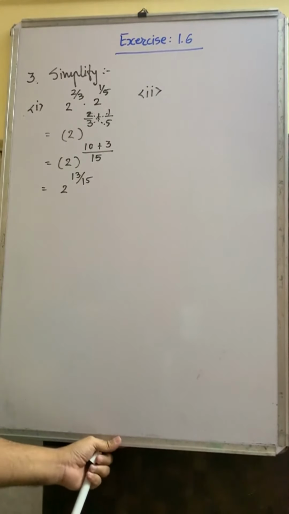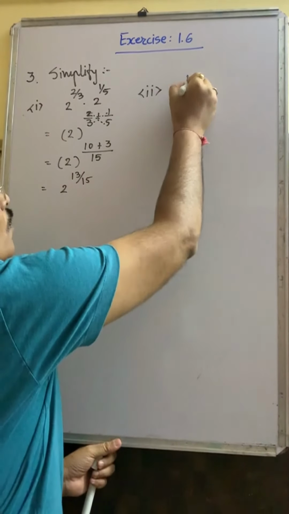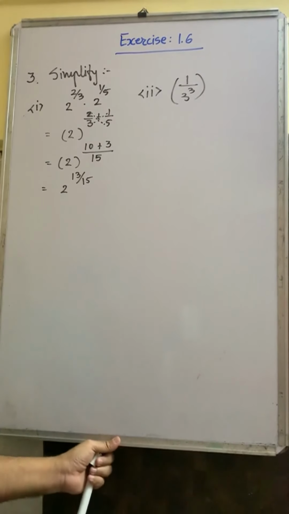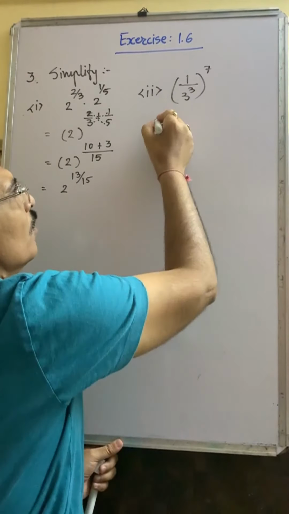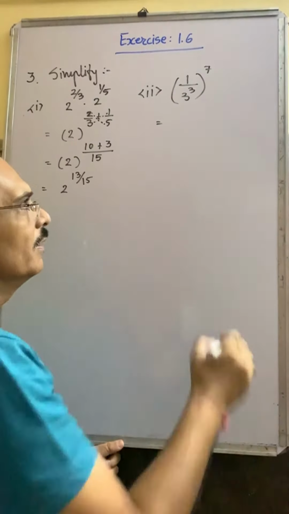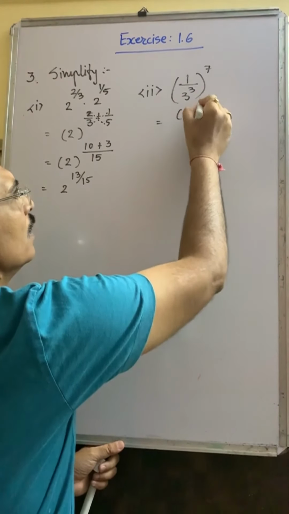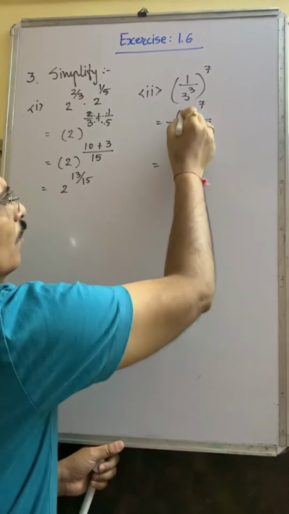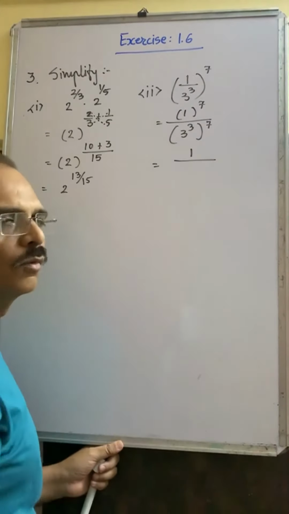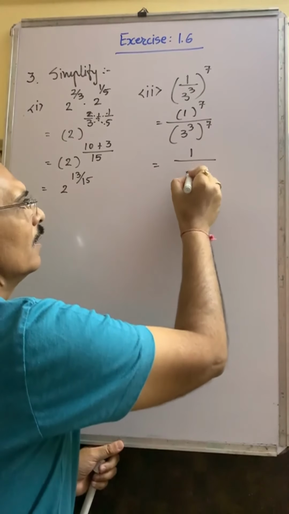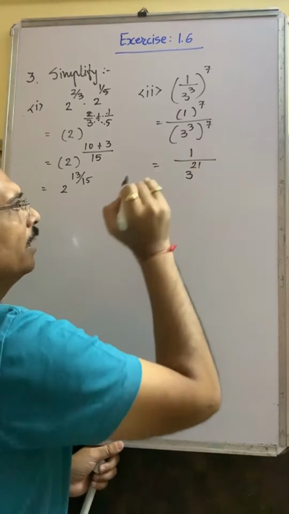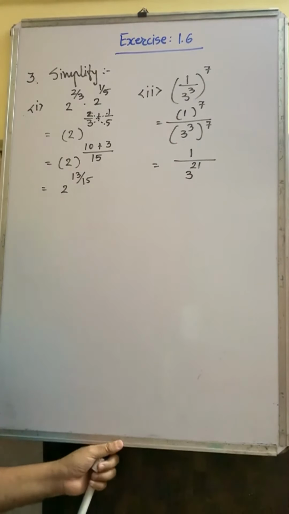Second number is 1 upon 3 cube, the whole raised to 7. It means what? The whole raised to 7 means 1 raised to 7 upon 3 cube raised to 7. 1 raised to anything is always 1, and power of power means multiplication, base remains as it is, 3 7s are 21. Keep it as it is.